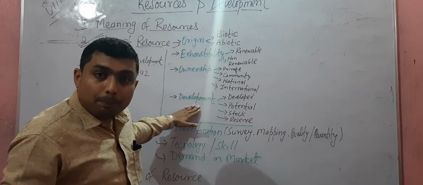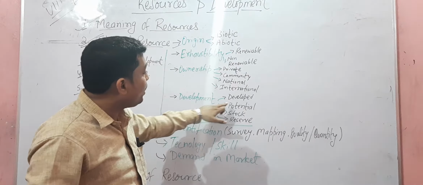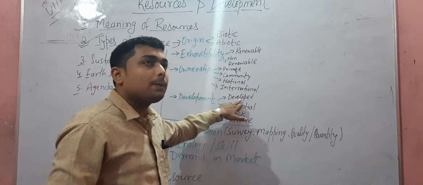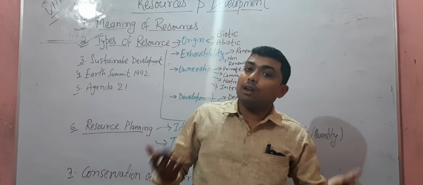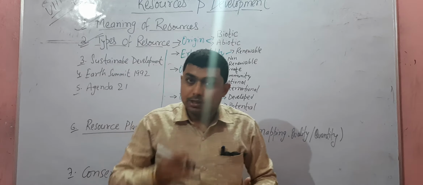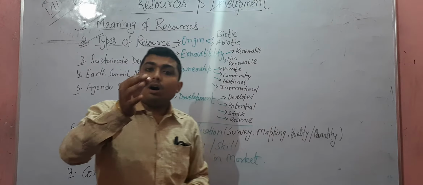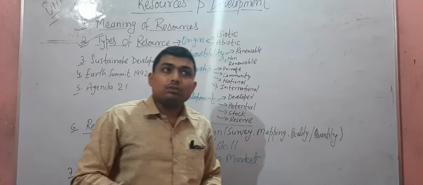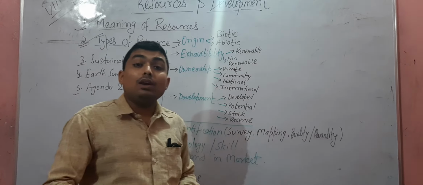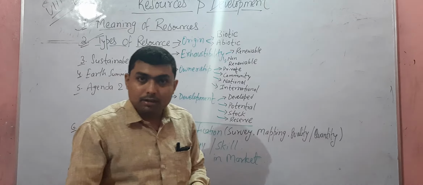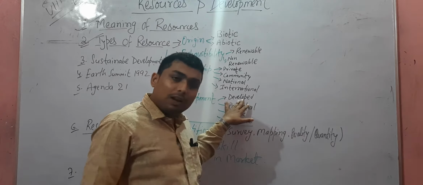Now, the next classification is development of resources. As per development, number 1 is developed. It means all those resources which are already developed and we are using. For example, petroleum, coal, you may say solar also, we developed it. All these resources which we already developed and are using in our day-to-day lifestyle come under developed.